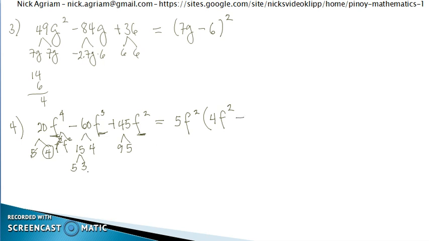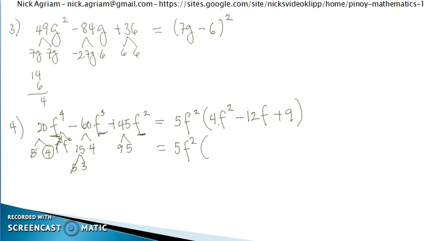Minus, we have 12, as you can see here. I remove 5, then we have 3 times 4, which is 12. And I remove f squared, so we only have f. And we have 9 without f. We remove f squared already, then we have 5f squared.